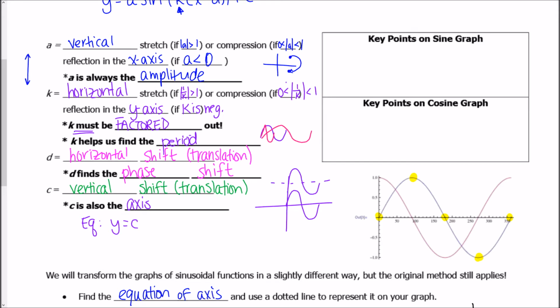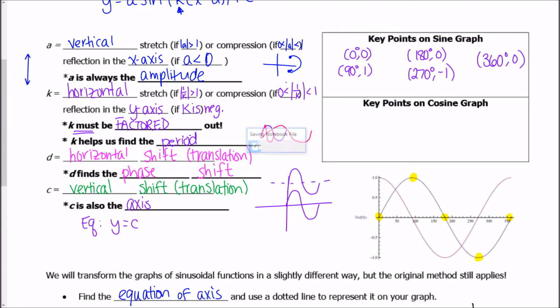So the key points on the sine graph will end up being 0, 0, okay, 90 degrees, comma 1, okay. The next one will be 180 degrees, comma 0. The next one would be 270 degrees, comma negative 1. And then the last one will be at 360 degrees, 0.